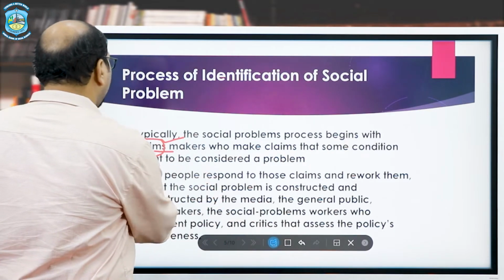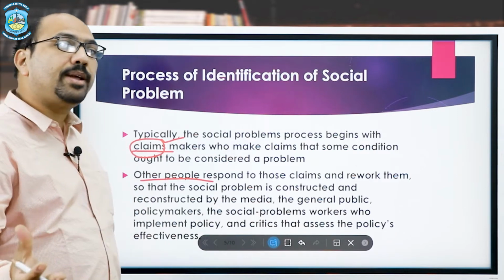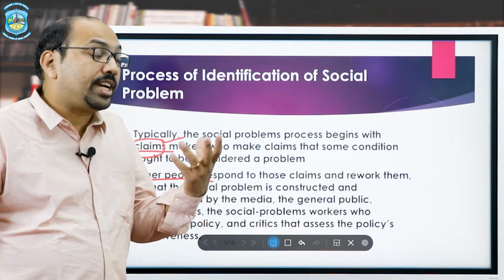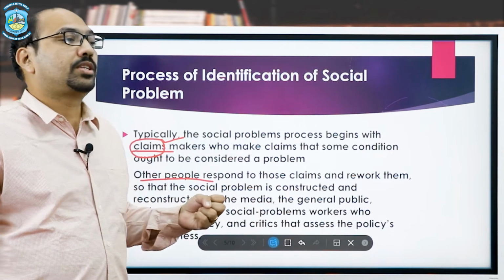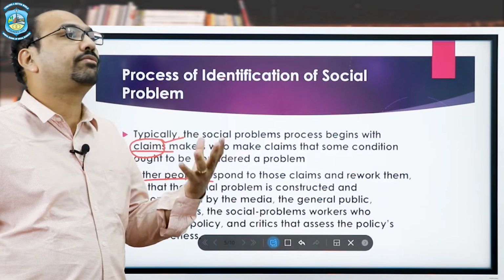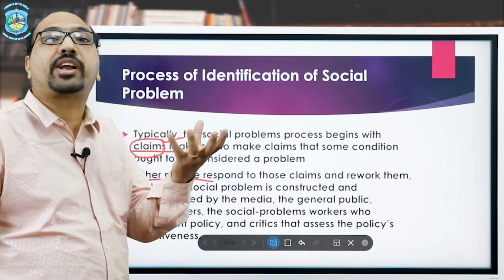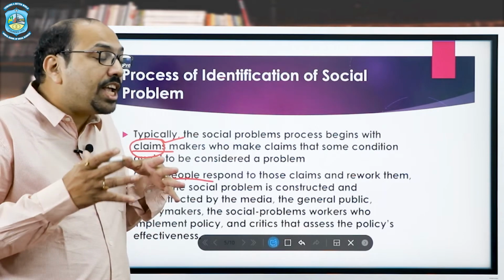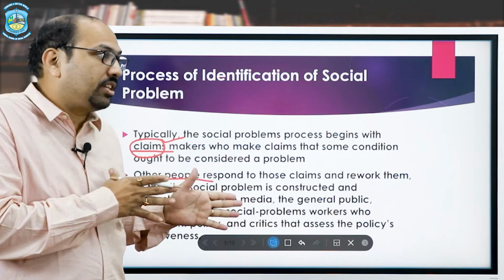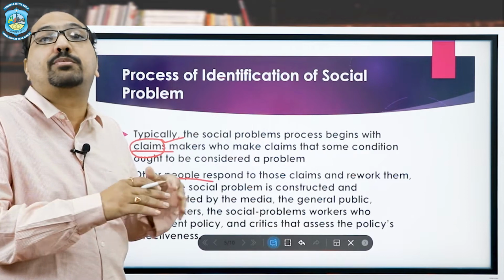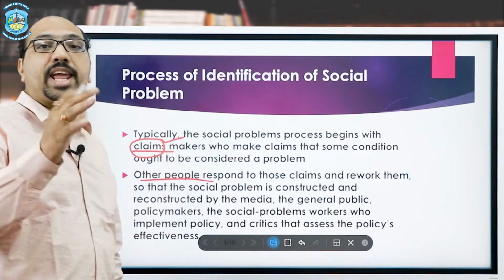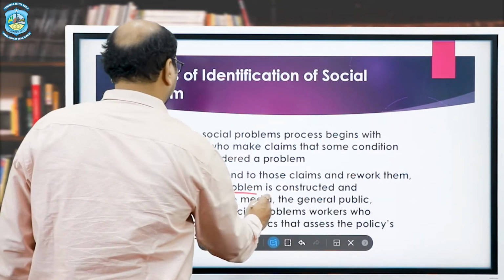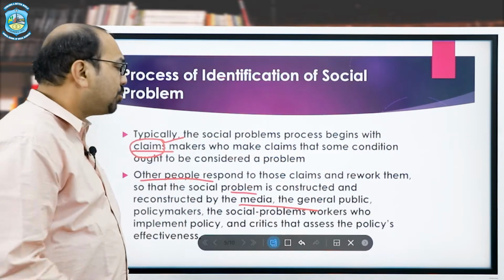Then once the claims are made, it is obvious that some people would agree with that claim, some people would not agree with that claim, some people will see the logic in that claim of that situation being a social problem. So some people would obviously argue in support of this particular group which is trying to portray a particular situation as a problem, and at the same time some of the people would naturally take their position against the position of this particular group of people. So there are some claims and counterclaims, that kind of process goes on. And then ultimately some external help is sought to generate the public opinion.